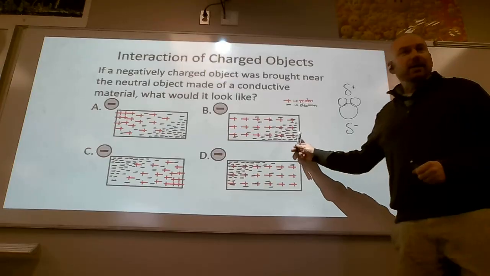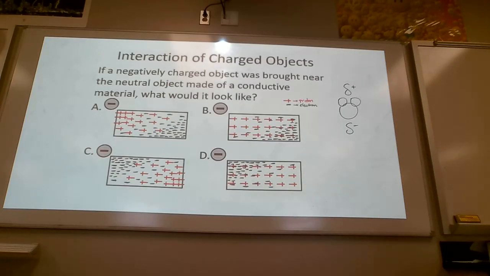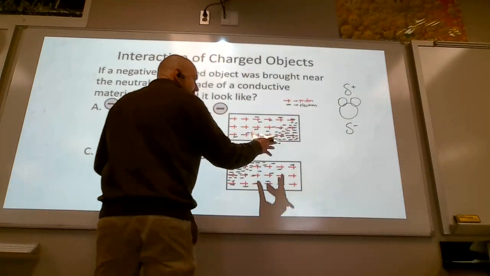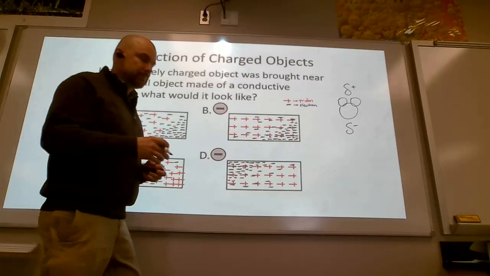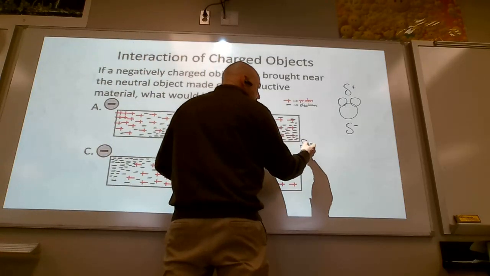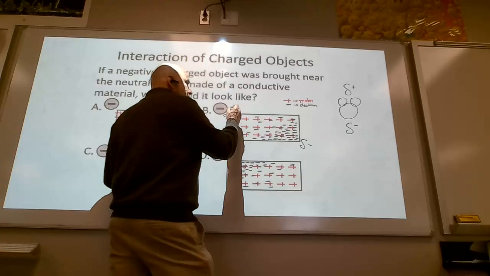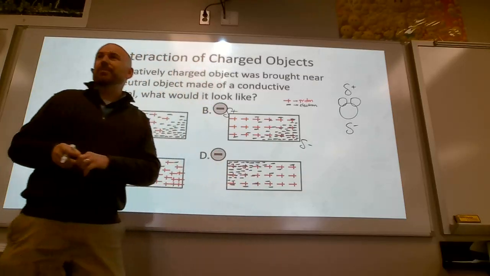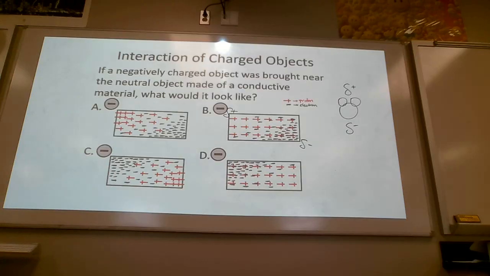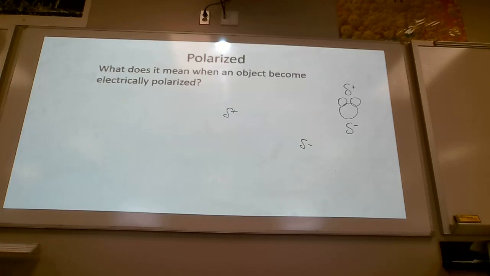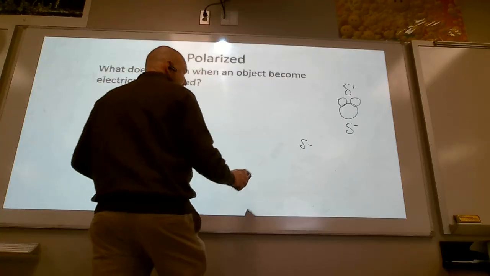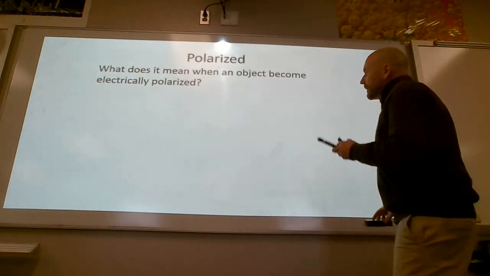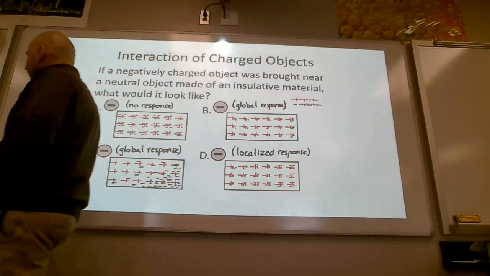Okay. In this arrangement, we would say that the metal slab has been polarized. Overall, it's still neutral. We haven't lost any protons or electrons. But this side is partially negative. This side is partially positive. Been polarized. Okay with that? Okay, still neutral, just polarized. All right, so that's a vocab word for you. Polarized.